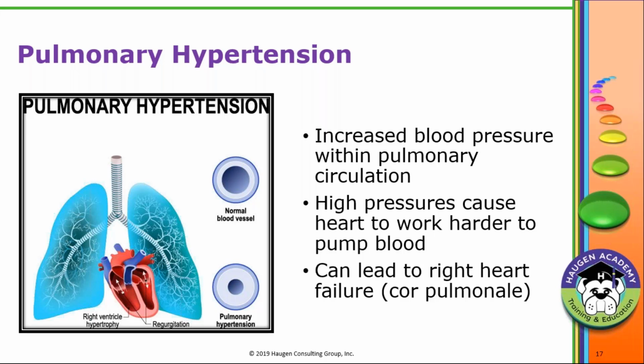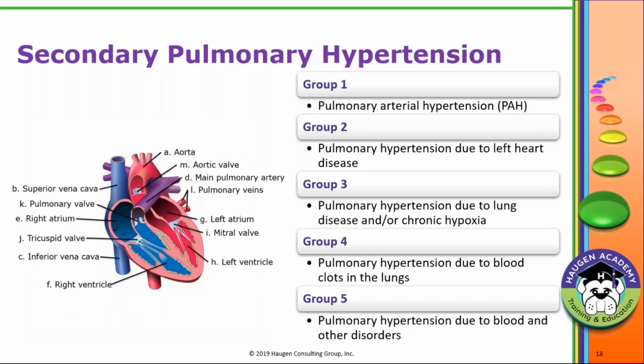You've got blood that's flowing from the heart into the lungs and then back again. So it's going out, picking up oxygen, and then coming back. So patients with pulmonary hypertension have increased blood pressure within the pulmonary circulation, and that high pressure causes the heart to work harder to pump the blood and can lead to cor pulmonale. And cor pulmonale is a condition that causes the right side of the heart to fail and is usually caused by that increased pressure due to pulmonary hypertension.